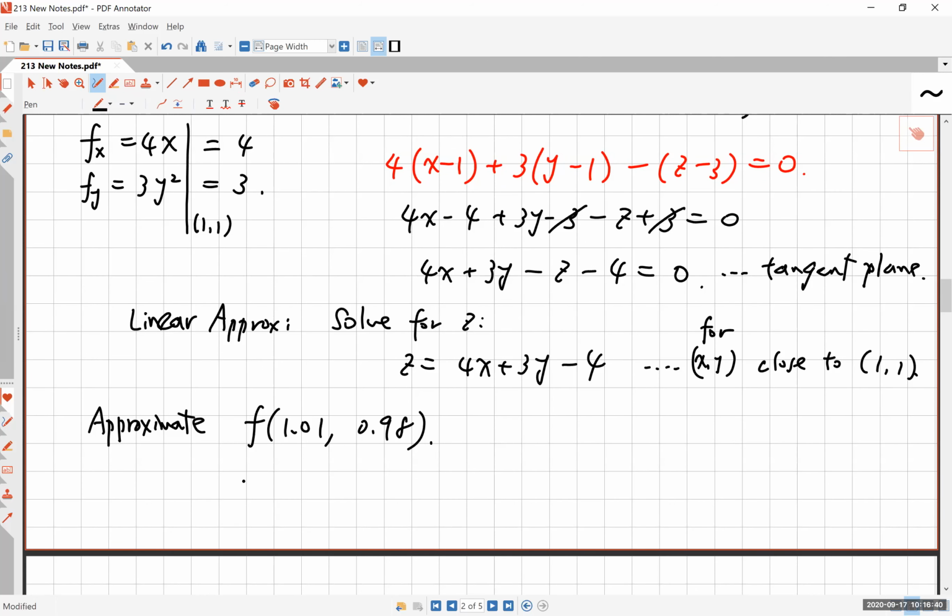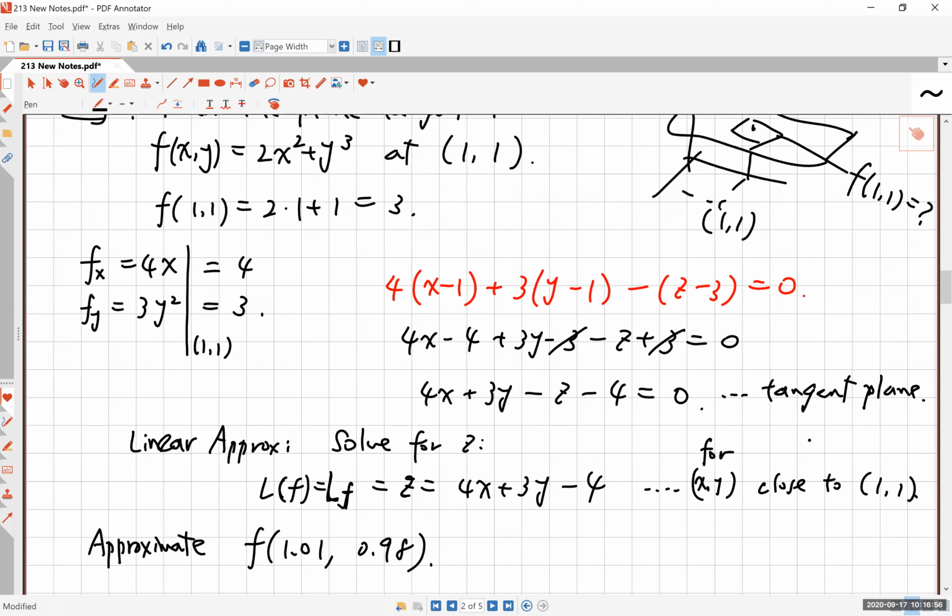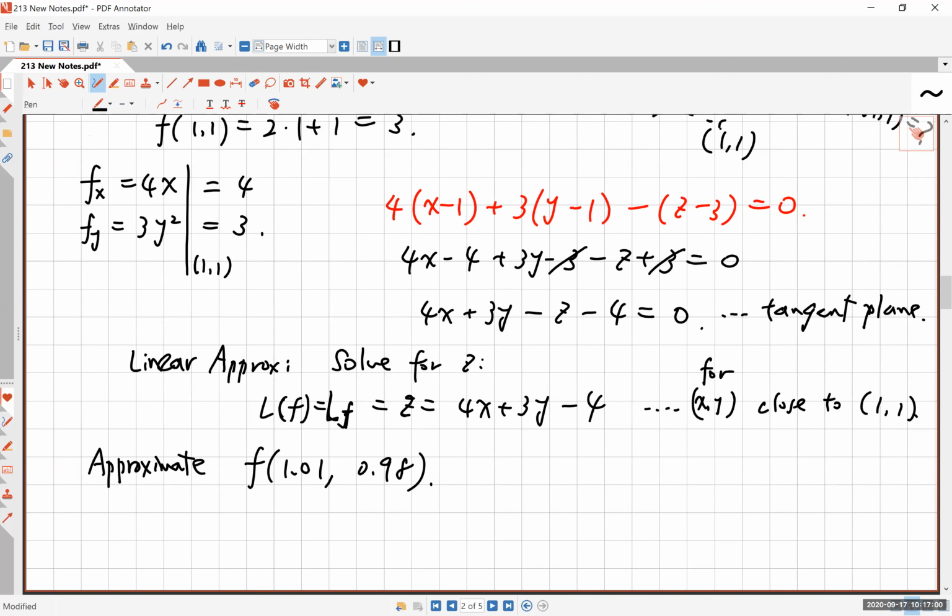We use this linearization. I should write this L sub f, or L parentheses f. Sometimes people use this notation, sometimes they use L sub f. And z is sort of deceptive because we use z to describe the real function, not the approximation. So maybe L f is better. But anyway, this is going to estimate the real value of f close to the point (1, 1).